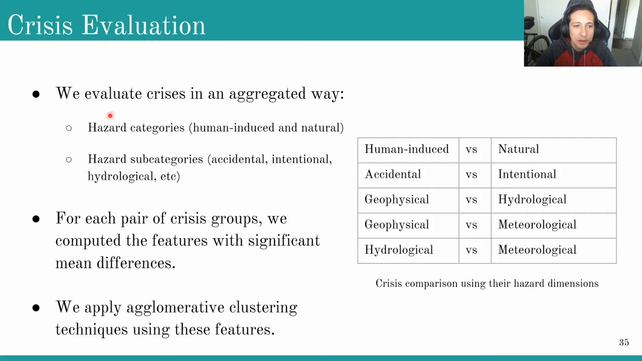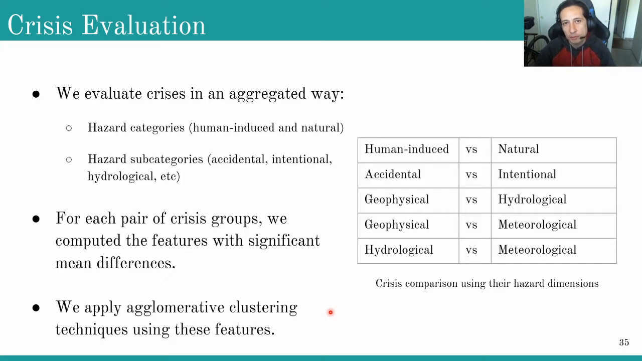For example, in this case, we group a crisis into hazard categories, that is between human-induced and natural events, and also we group them into hazard subcategories, for example, accidental, intentional, hydrological, among others. Our idea here is to compare this hazard dimension and find the features with significant mean value difference. That is, we compare human-induced and natural events, and we compare accidental and intentional events, and we find the features with significant mean value difference.